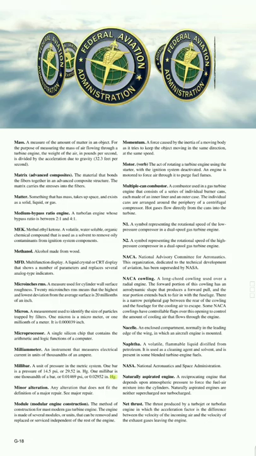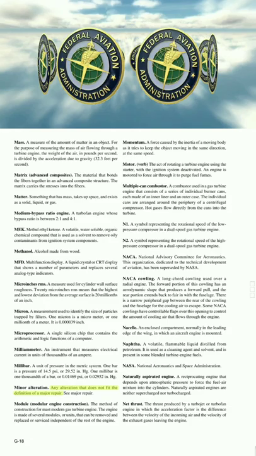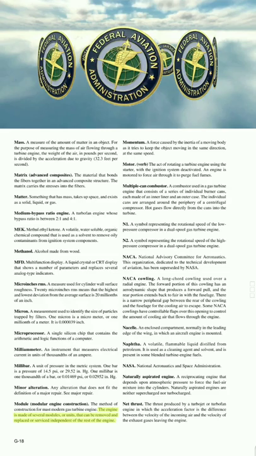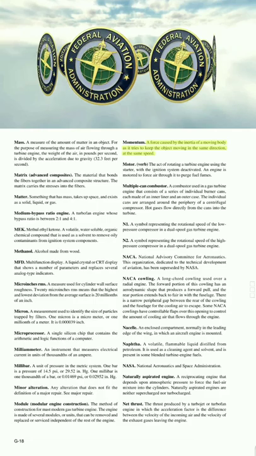Minor alteration. Any alteration that does not fit the definition of a major repair. See major repair. Module, modular engine construction. The method of construction for most modern gas turbine engines. The engine is made of several modules, or units, that can be removed and replaced or serviced independent of the rest of the engine. Momentum. A force caused by the inertia of a moving body as it tries to keep the object moving in the same direction, at the same speed.